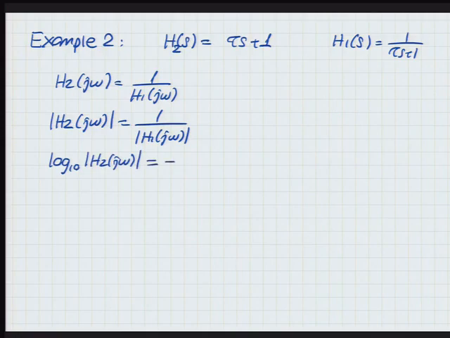So it's going to be negative log 10 of |H1(jω)|. And for that reason, of course, you can multiply both sides by 20. For that reason, I don't need to do all these approximations all over again. It's going to look very similar, just the sign will flip, right? So, another magic.